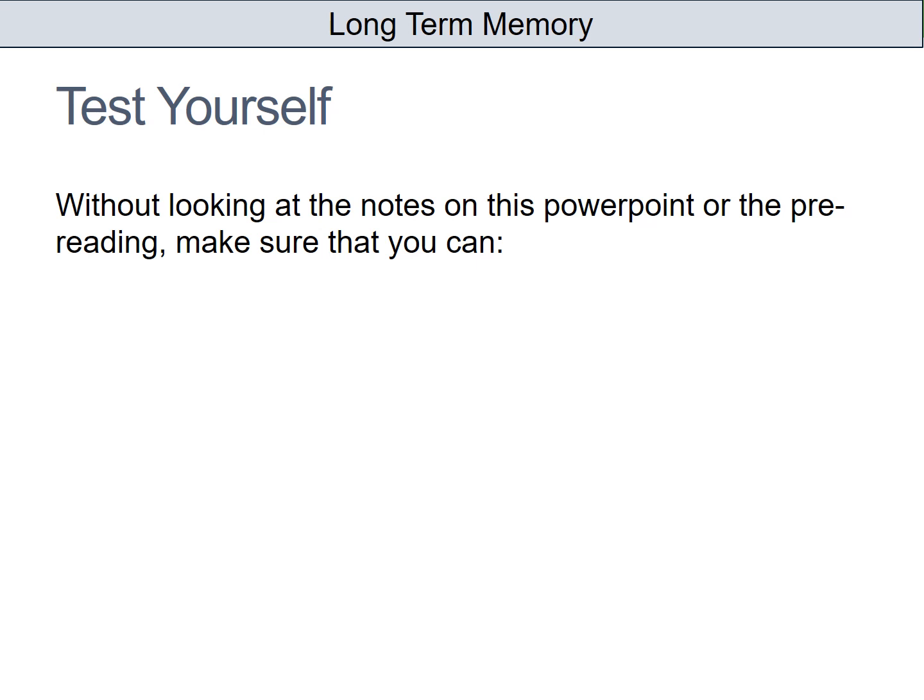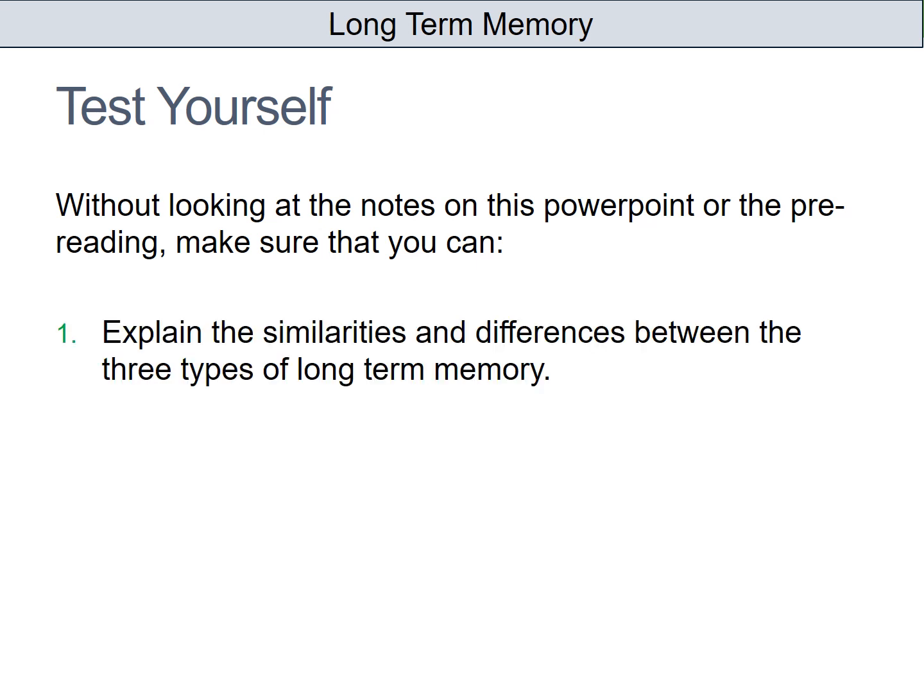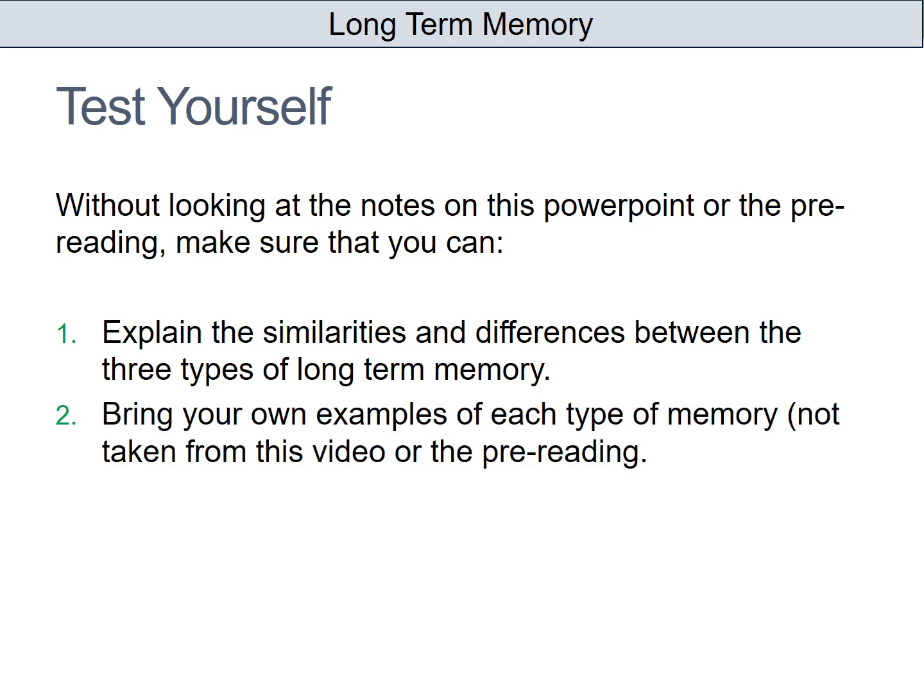Okay, so you can look in the pre-reading for a bit more detail on these three types of memory. Make sure before you come into the lesson you can explain the similarities and differences between the three types of long-term memory, and also bring your own examples of each type of memory. So not examples that you've taken from this video or from the pre-reading. Try and think of your own examples, at least one of each type of memory.